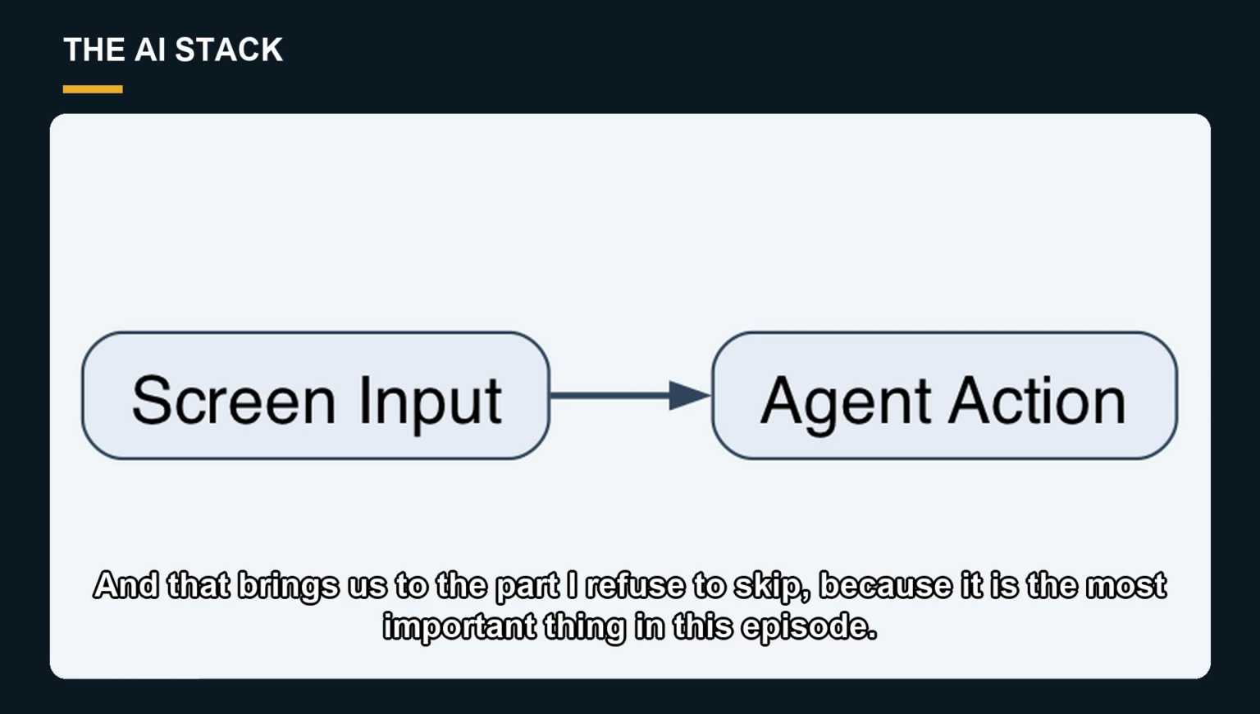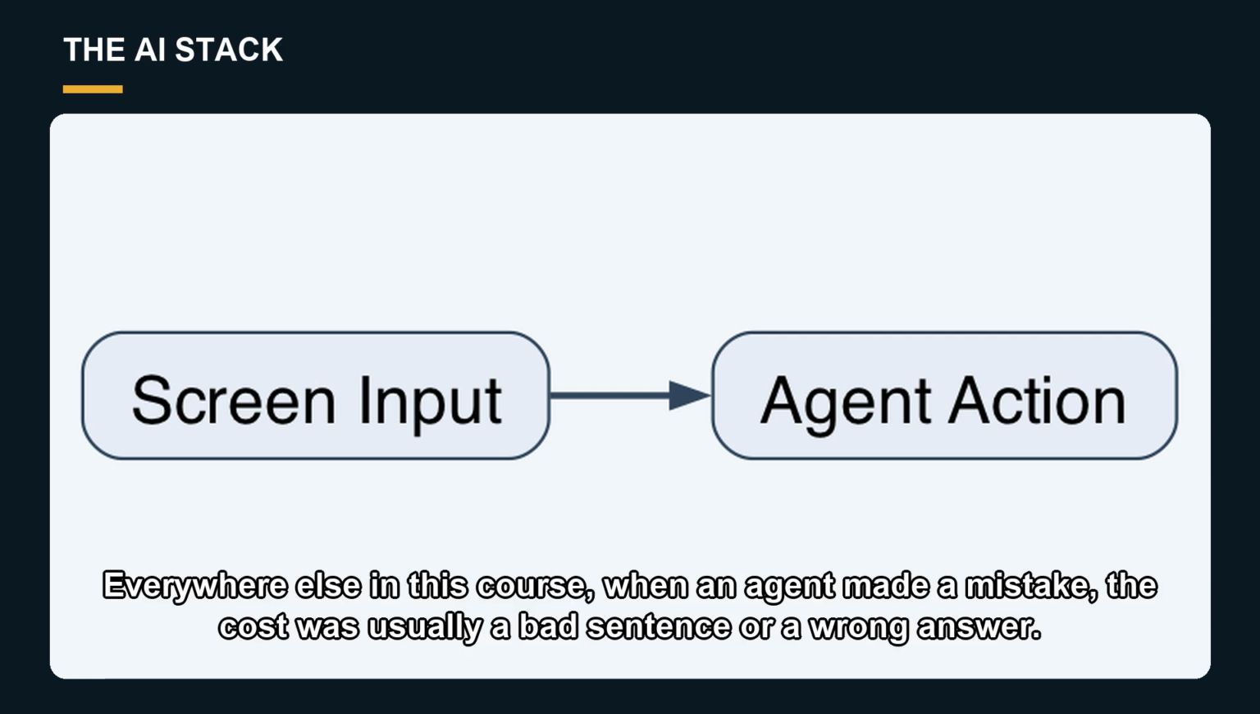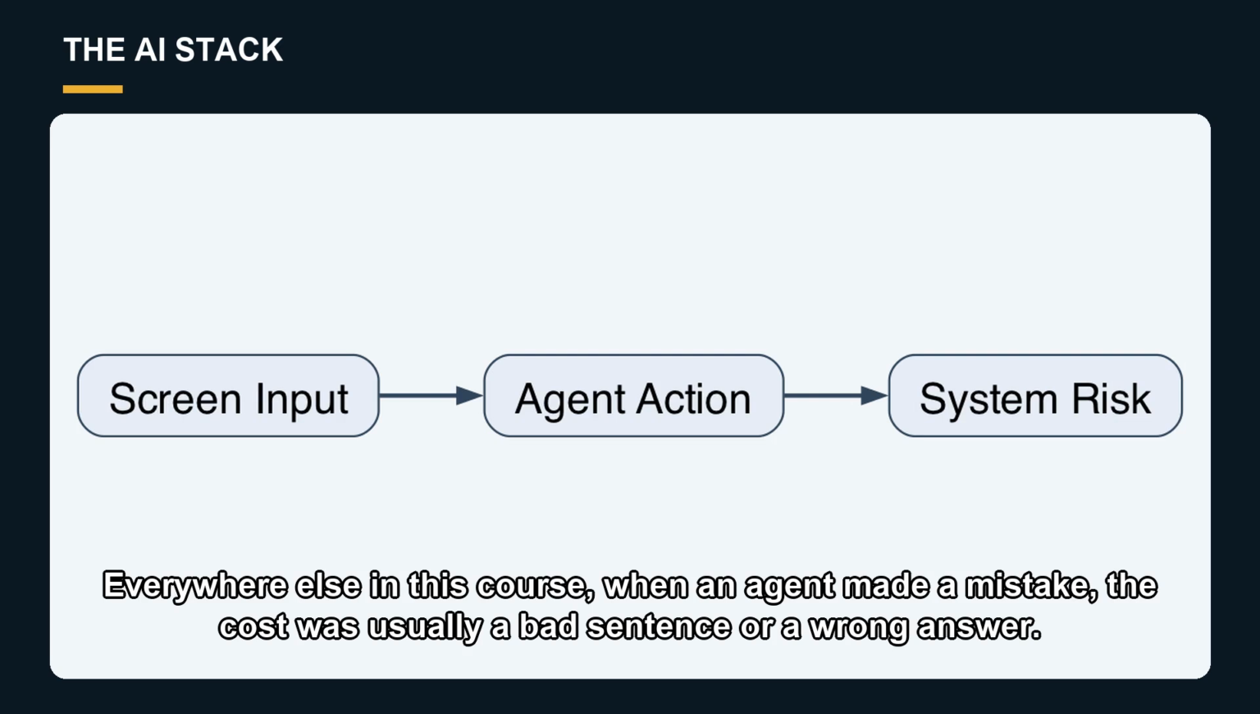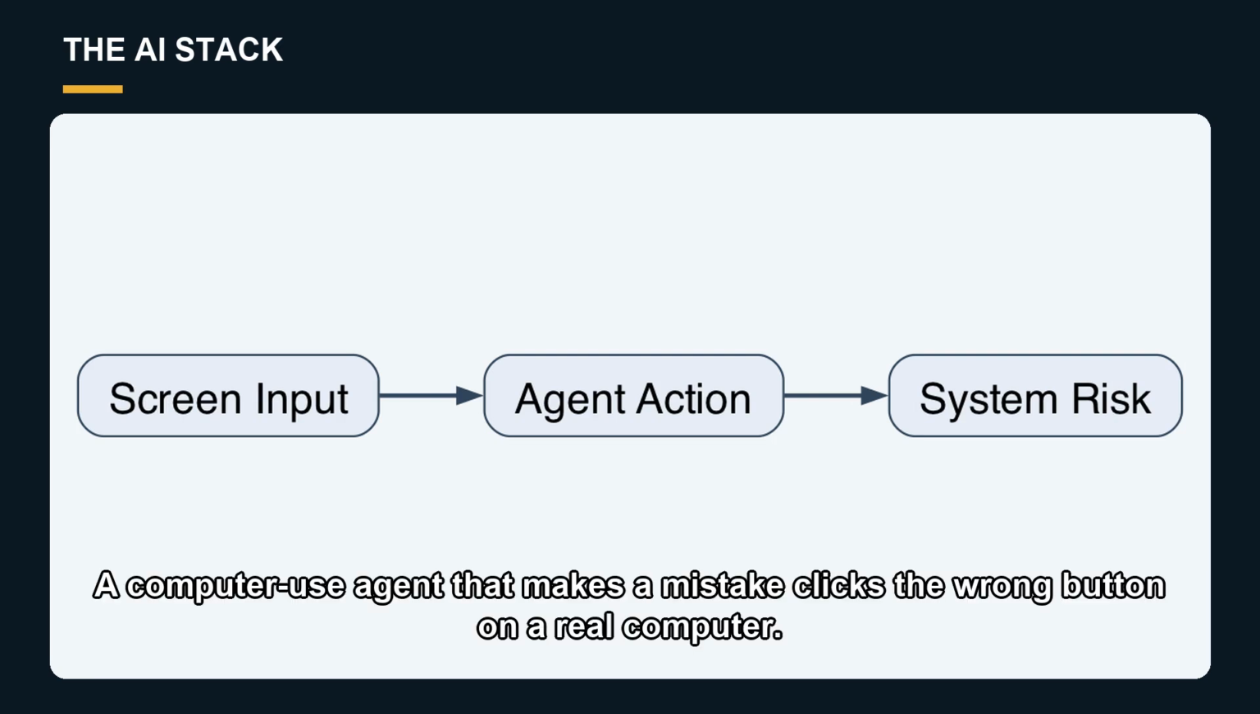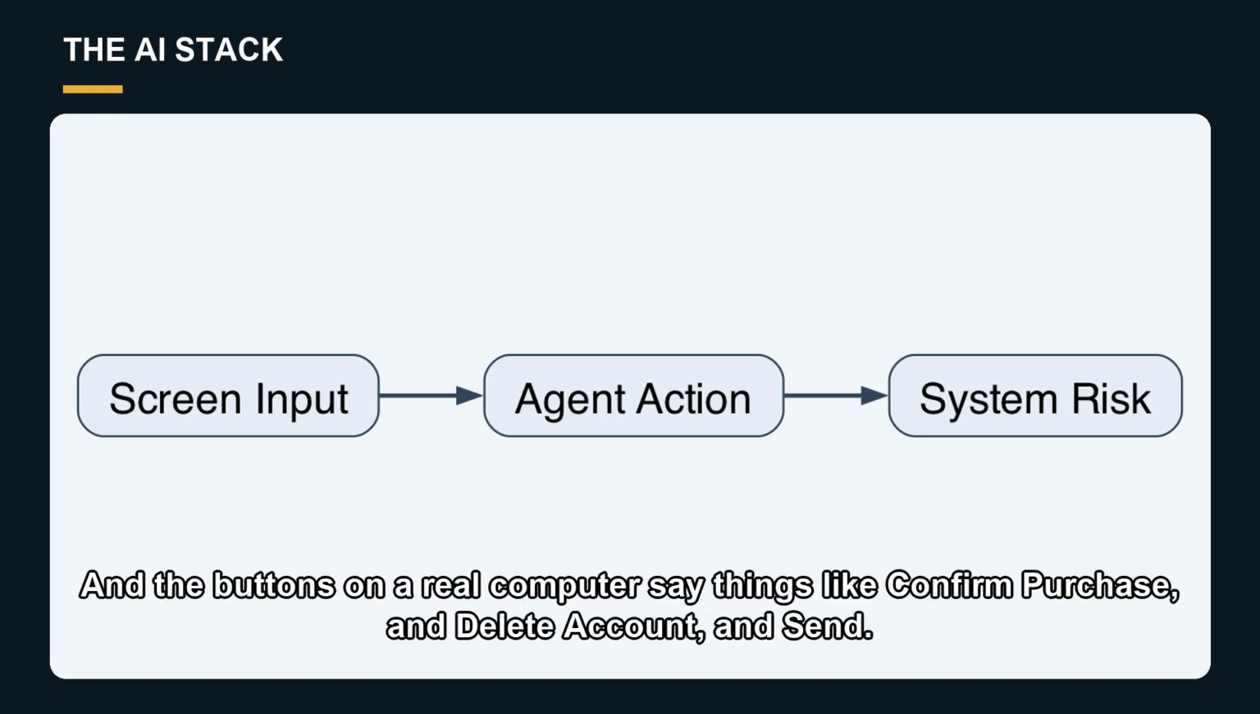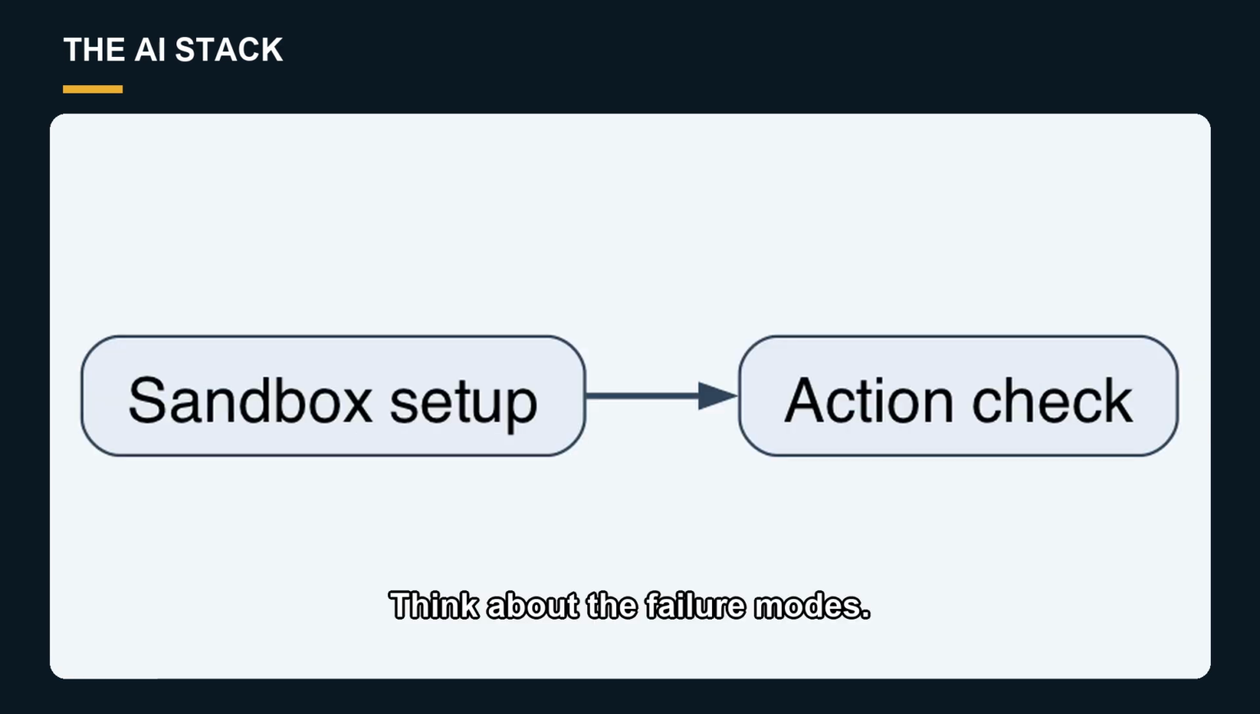And that brings us to the part I refuse to skip, because it is the most important thing in this episode: safety. Everywhere else in this course, when an agent made a mistake, the cost was usually a bad sentence or a wrong answer. A computer use agent that makes a mistake clicks the wrong button on a real computer. And the buttons on a real computer say things like confirm purchase and delete account and send.